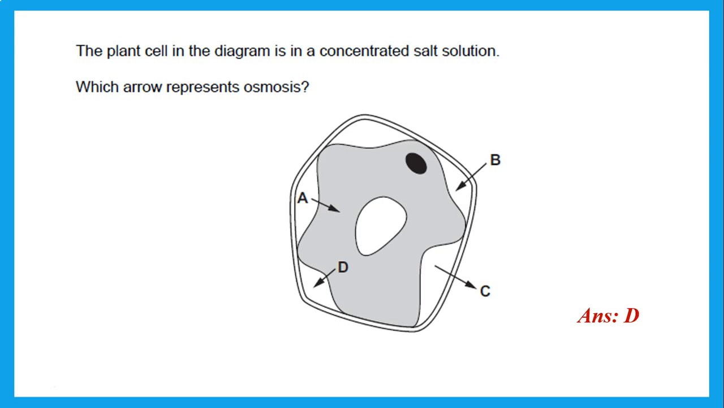This cell is how we draw a plasmolysed cell. So the cell membrane has shrunk away from the cell wall. So C is actually a space between the cell membrane and the cell wall. But he's asking what is the movement of the water. The water will move out of the cytoplasm of the cell. So my answer is D.